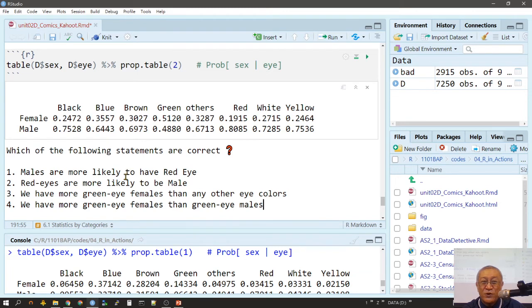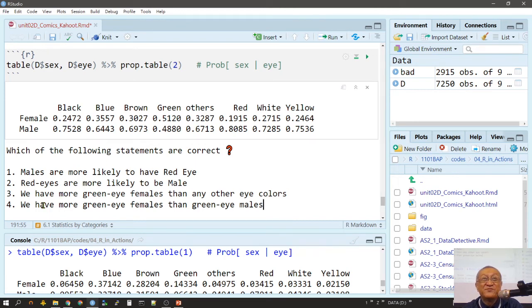Okay, so the first one is wrong. Where is statement two? Is statement two correct or not? Yes, right? The reason I say yes is because now we are comparing male with female, and that is compatible with this direction, isn't it?